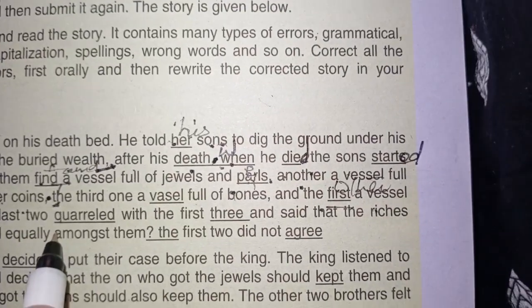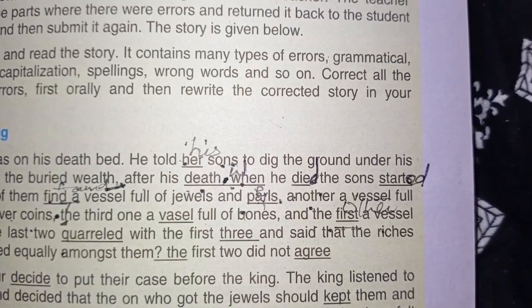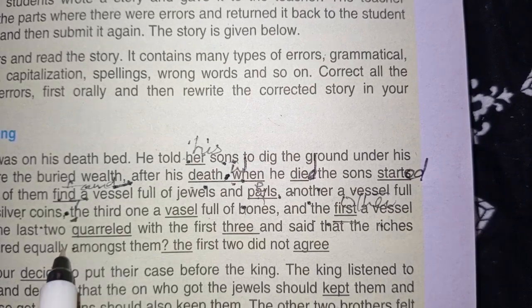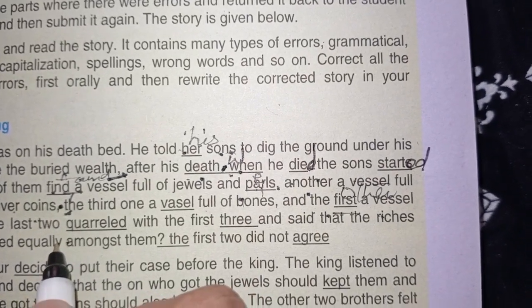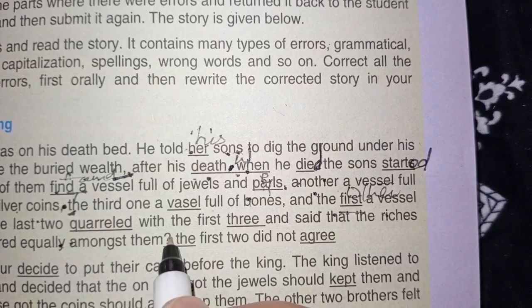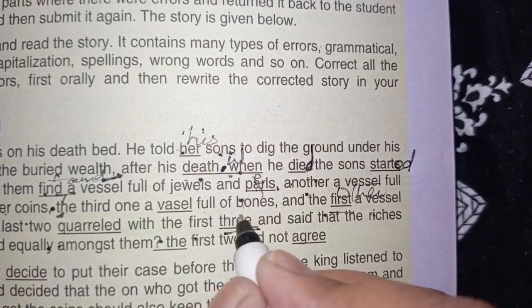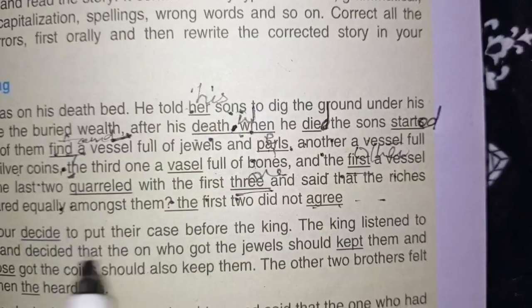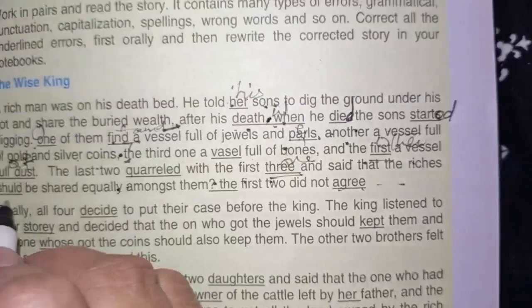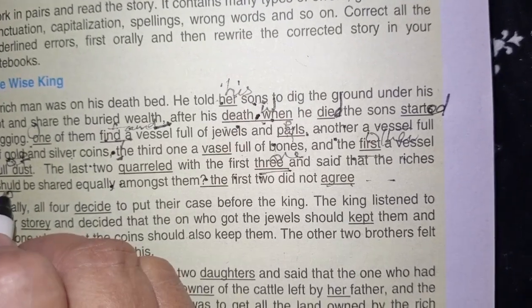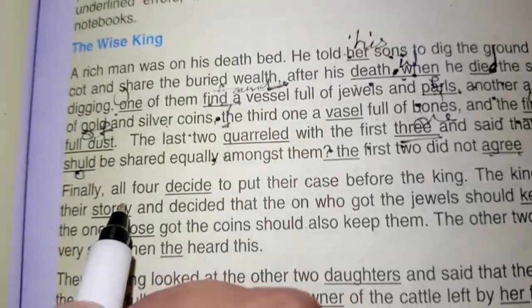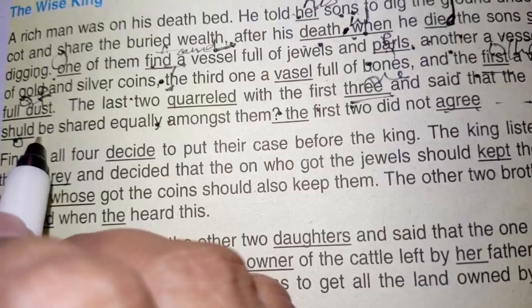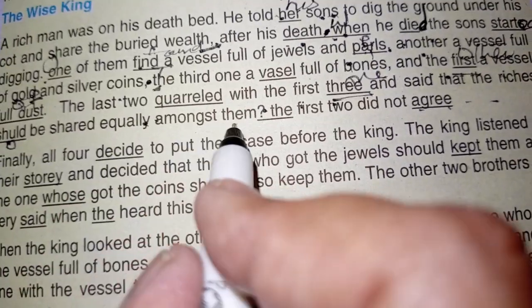The last two quarreled with the first one. Instead of three, there would be one. And said that the riches should be shared equally among them. Spelling of should: O is missing. S-H-O-U-L-D, so you will put it here. Should be shared equally among them.